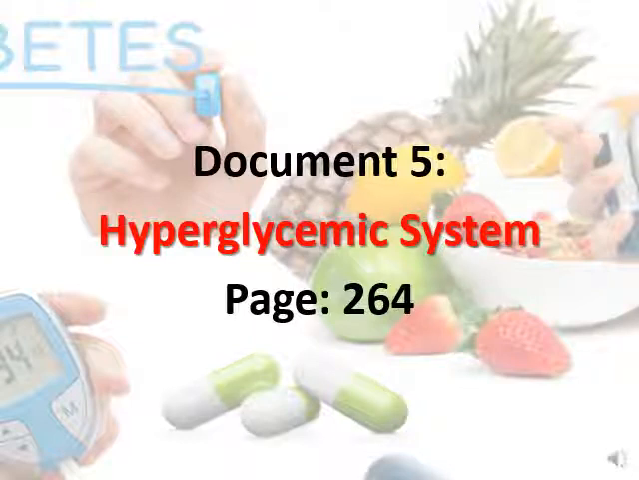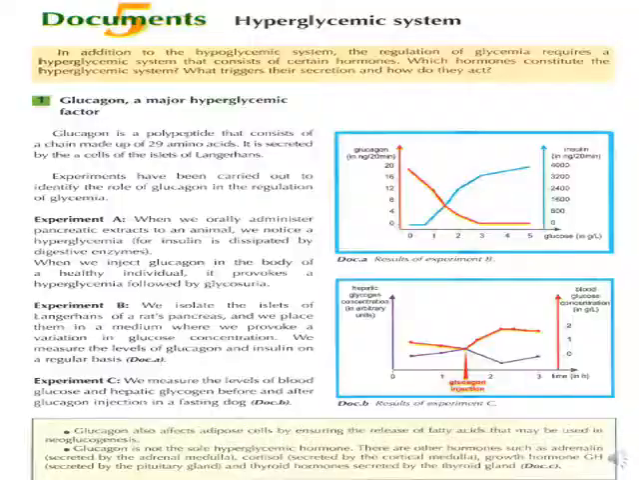Document 5, hyperglycemic system, on page 264. In addition to the hypoglycemic system, the regulation of glycemia requires a hyperglycemic system that consists of certain hormones. Which hormones constitute the hyperglycemic system? What triggers their secretion and how do they act?